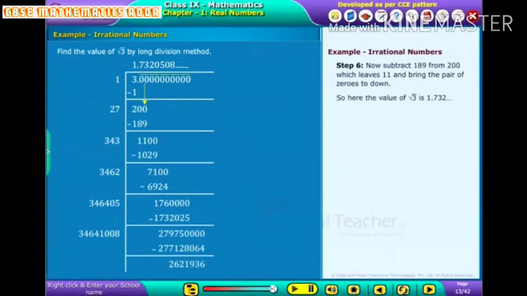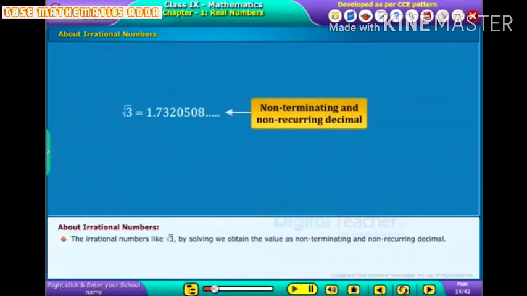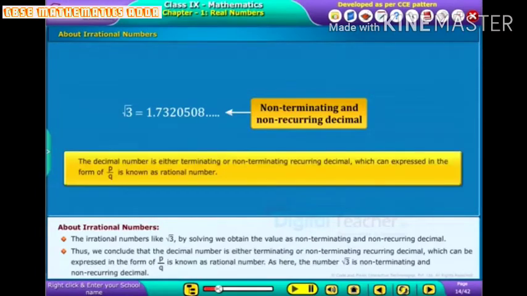So, here the value of √3 is 1.732 and so on. Let us know in detail about irrational numbers. The irrational numbers like √3, by solving we obtain the value as non-terminating and non-recurring decimal. Thus, we conclude that the decimal number which is either terminating or non-terminating recurring, which can be expressed in the form of p by q, is known as rational number.